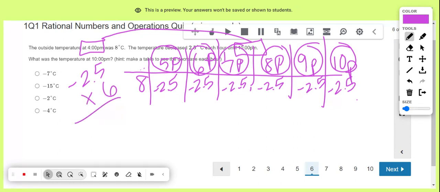So the temperature went down for 6 hours. So the other way to do this is multiply by 6. 6 times 5 is 30. Carry the 3. 6 times 2 is 12 plus 3 is 15. So we got one decimal place value. So how much did the temperature decrease over those 6 hours? It started at 8 and it went down 15 degrees. So then you're going to check and see what is the ending temperature.